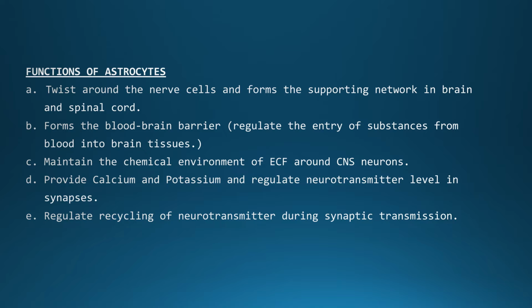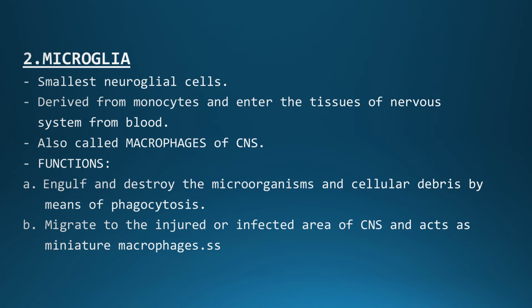Now the functions of astrocytes. They twist around the nerve cells and form the supporting network in brain and spinal cord. Then they form the blood-brain barrier and regulate the entry of substances from blood into the brain tissues. Then they maintain the chemical environment of extracellular fluid around the central nervous system's neurons. Then they provide calcium and potassium and regulate neurotransmitter level in synapses and regulate recycling of neurotransmitter during synaptic transmission.